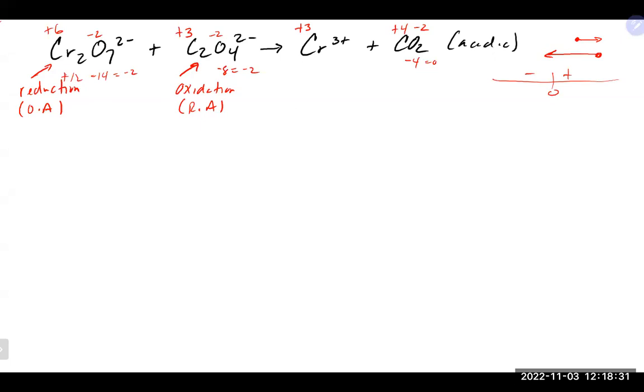All right, so now we're ready to get into our balancing here. So we're going to split it off. So I'm going to keep chromium with chromium here. So Cr2O7 2- and our Cr3+. And I'm going to keep carbon with carbon in this case. So that's a C2O4 2- and a CO2. Once again, we've identified this first one as our reduction half reaction, this one being our oxidation half reaction.